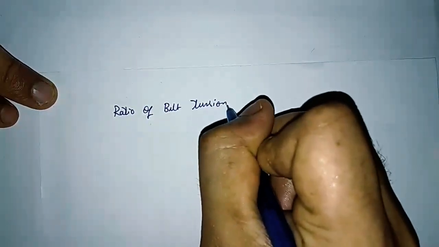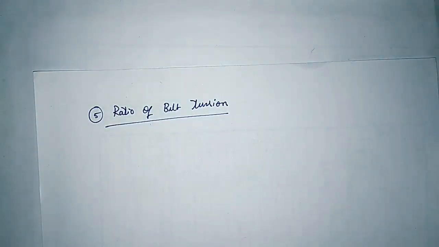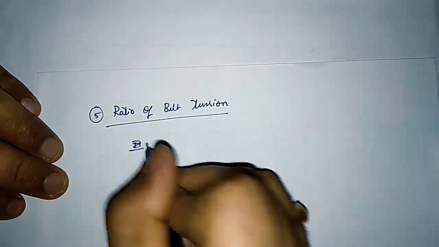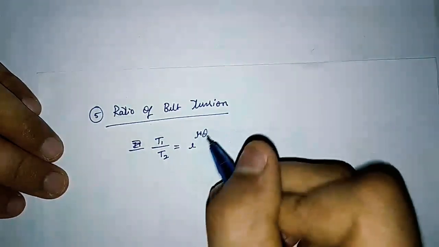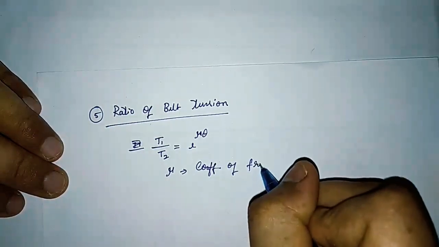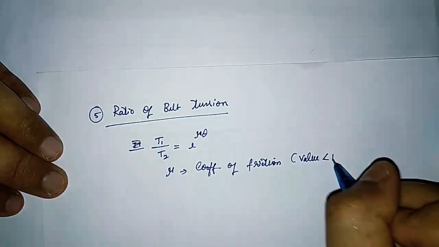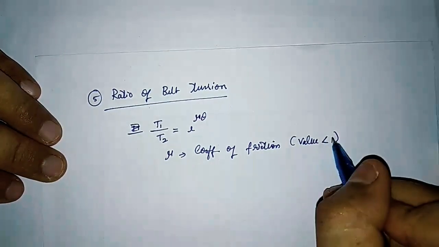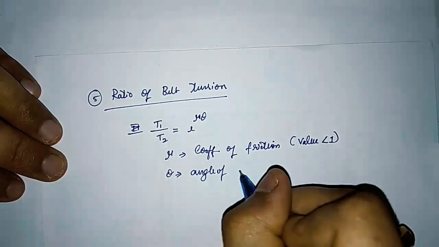So we'll discuss one more equation here. The fifth equation is the ratio of belt tension. It is the ratio between the tension in the tight side and the tension in the slack side. So T1 by T2 is equal to e raised to mu theta, where mu is the coefficient of friction whose value is always less than 1, whereas theta is the surface angle of contact or simply angle of contact. It is the angle of contact between the surface of the belt and the pulley.